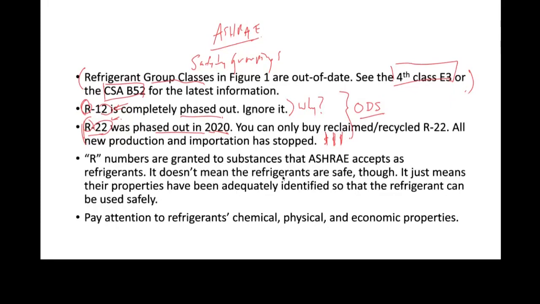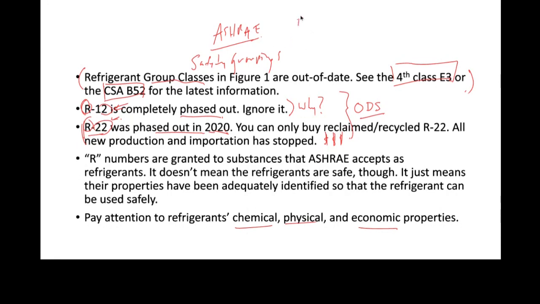So I think that's about it for objective 1: chemical, physical, thermodynamic, economic properties. You should know that kind of stuff. And by the way, we should also know that refrigerants have trade names, common names, chemical names, chemical formulas, and ASHRAE designations.